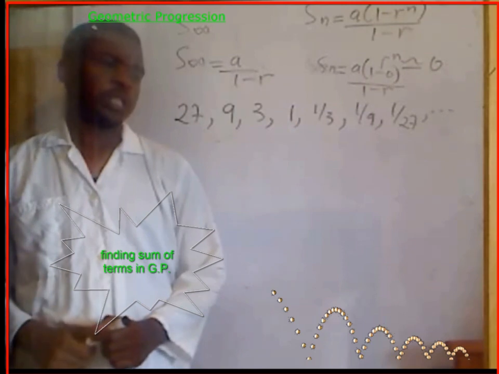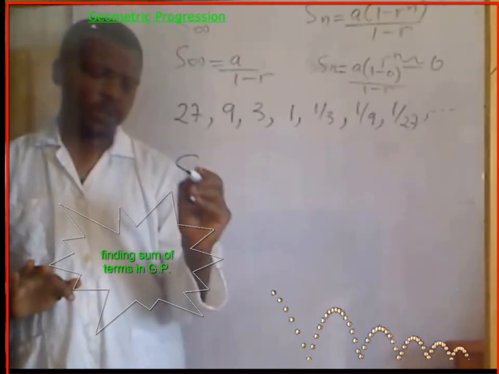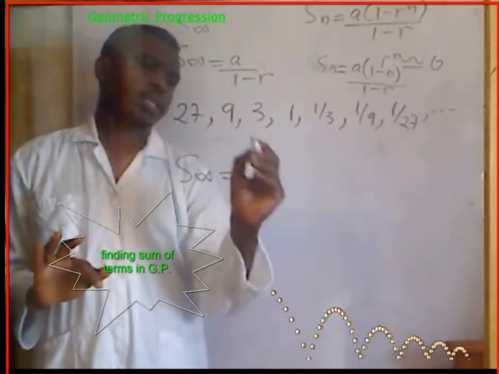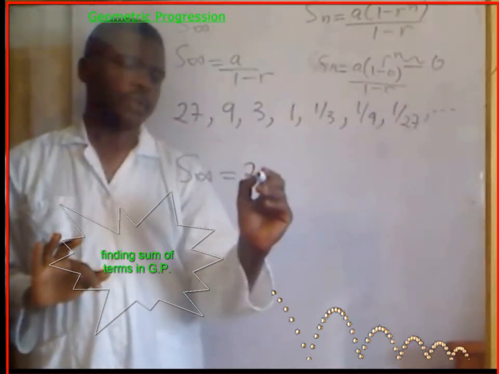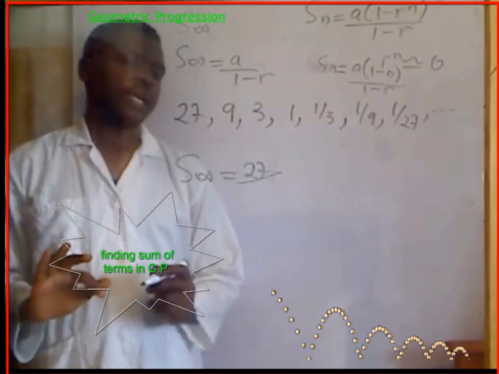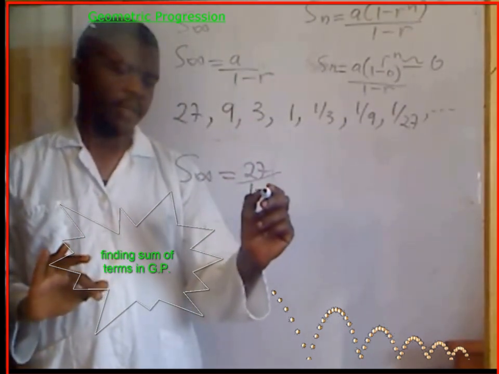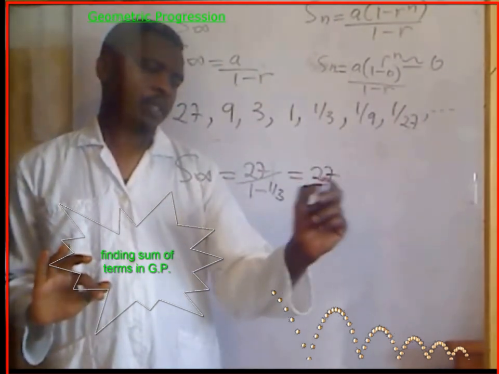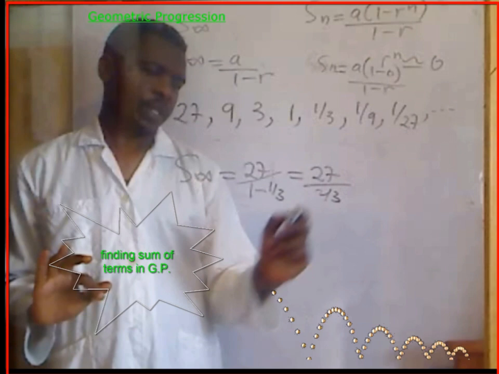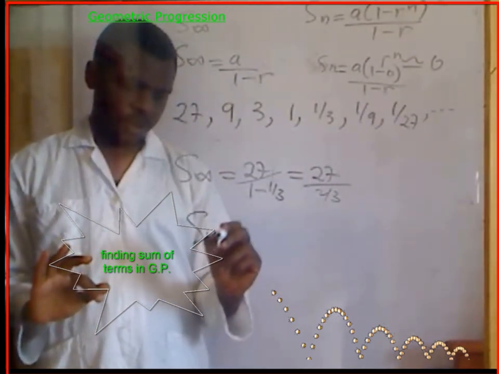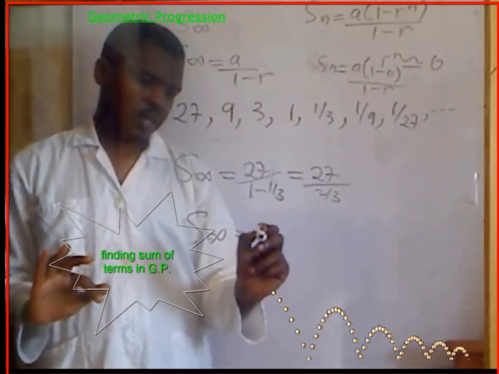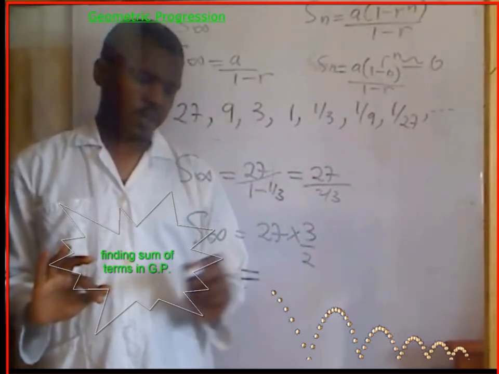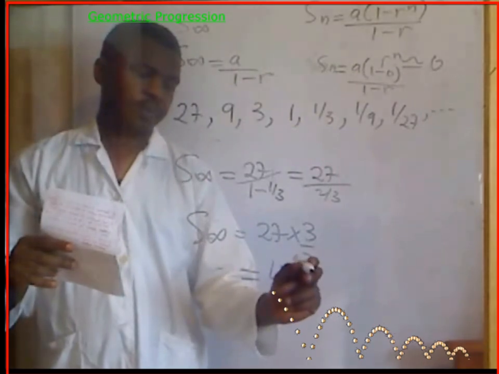So if we come back to our sequence here, and we have to look for the sum to infinity, this will be equal to, what is a? Our a there is 27 divided by 1 minus 1/3. This is equal to 27 divided by 2 over 3. Sum to infinity is equal to 27 times 3 over 2, which will give us 40.5.